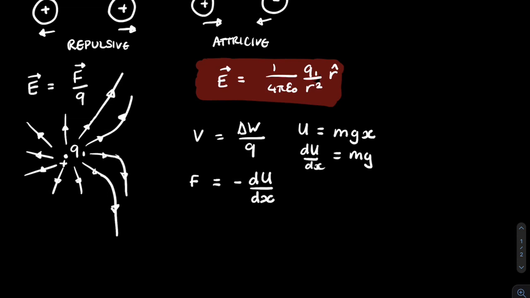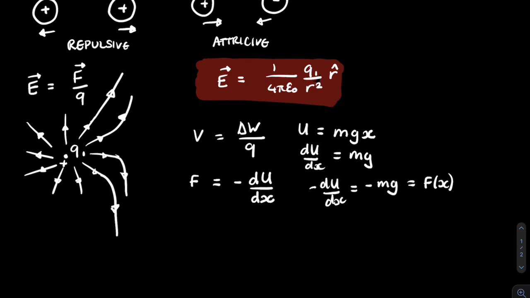And of course, if we just shove a minus sign in front, minus du by dx is minus mg. Of course, just multiply both sides by -1. And that is, of course, the force that's acting. The reason why there's a minus sign there is because the force of gravity acts downwards. This is only true for a constant gravitational field.